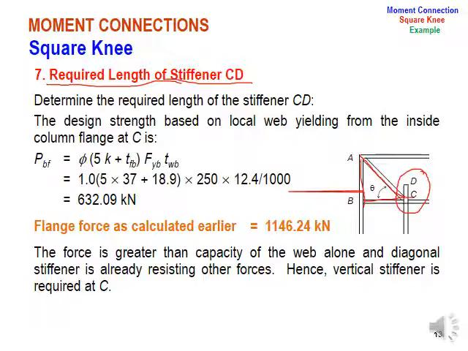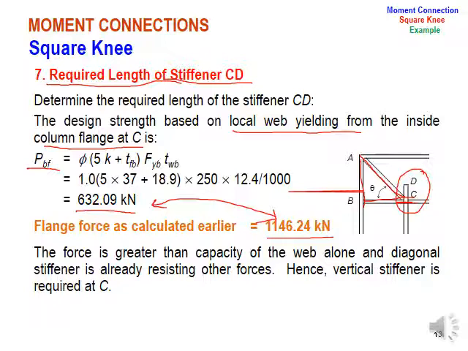Your design strength for this stiffener should be based on the local web yielding from inside of the column flange at C. And to find out the local web yielding, the formula is given, that force is equal to 632.09, and the actual flange force that is already available for the bottom flange is 146.24 kilonewtons. So this difference of the forces will be equal to that which is required to design our CD.